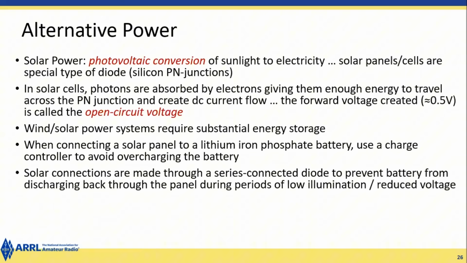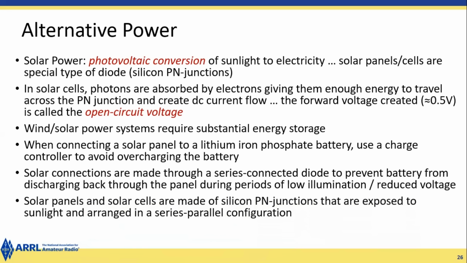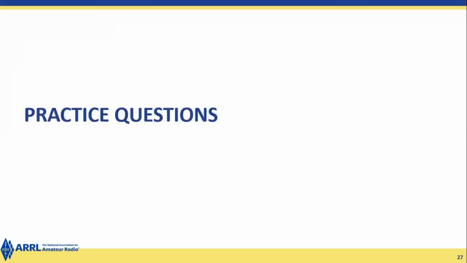Solar connections are made through a series connected diode to prevent damage from discharging back through the panel during periods of low illumination, reduced voltage. Solar panels and solar cells are made of silicon p-n junctions that are exposed to sunlight and arranged in a series parallel configuration.